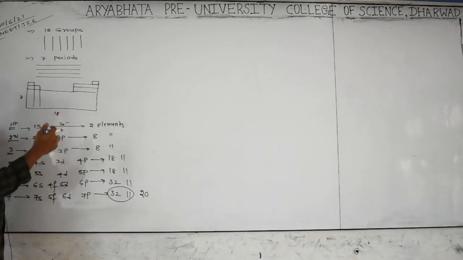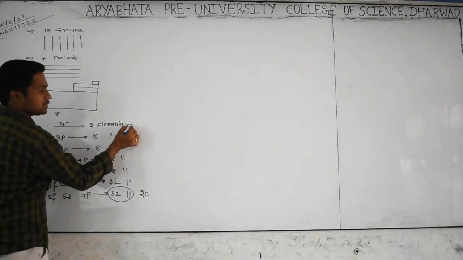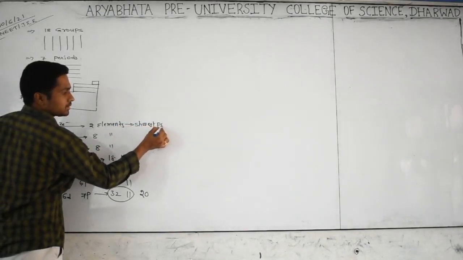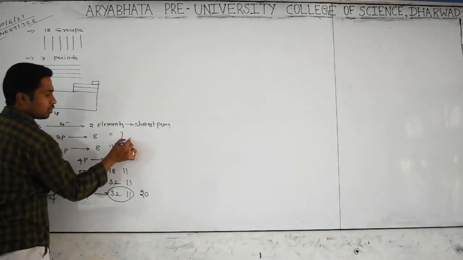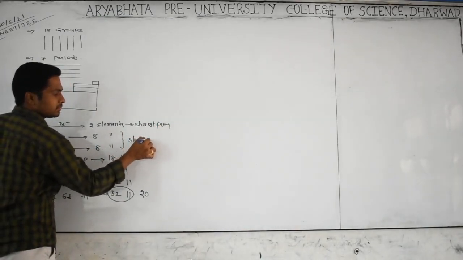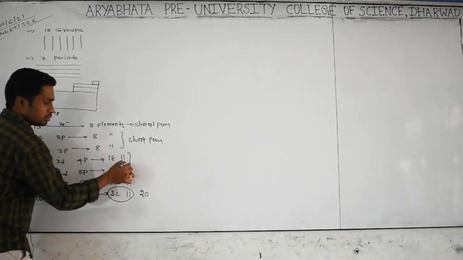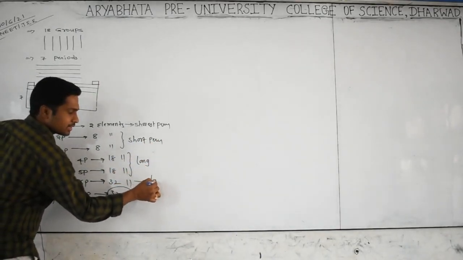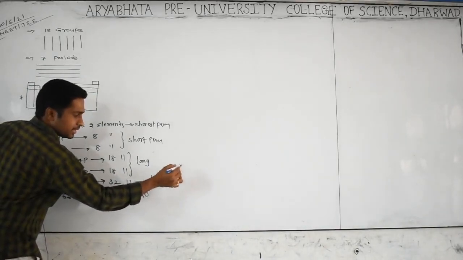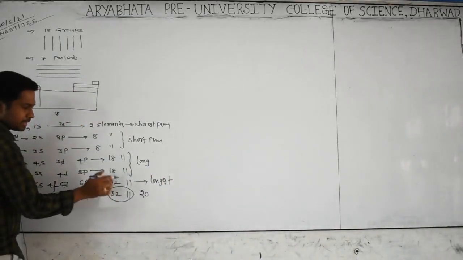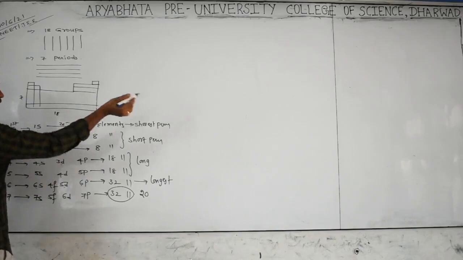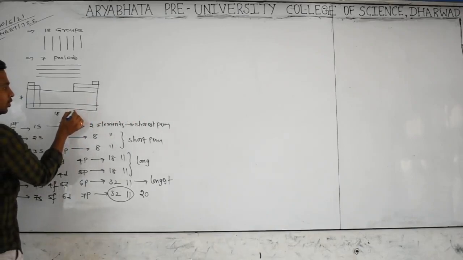That's why we are calling them by different names. The first period is called the shortest period. These two are called short periods. These two are called long periods. This is called the longest period. The sixth period is called the longest, but in the seventh period there are still some gaps while filling elements. That too I told just now, 113.